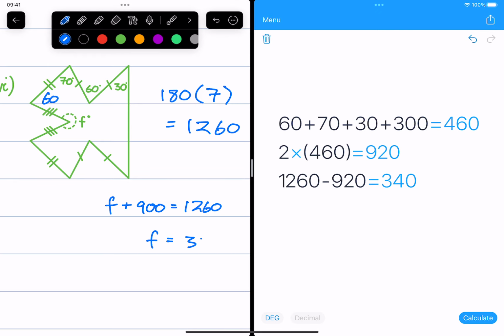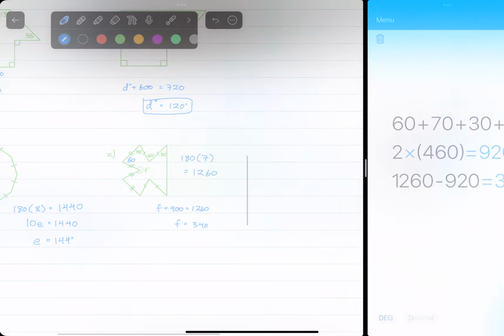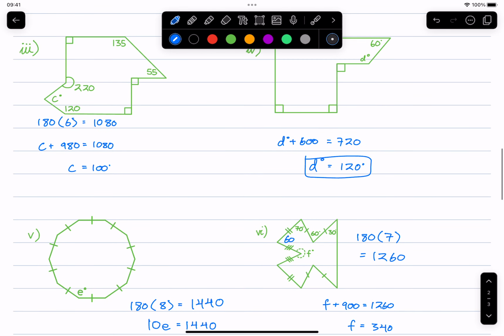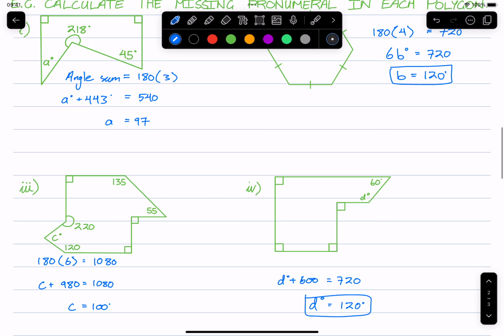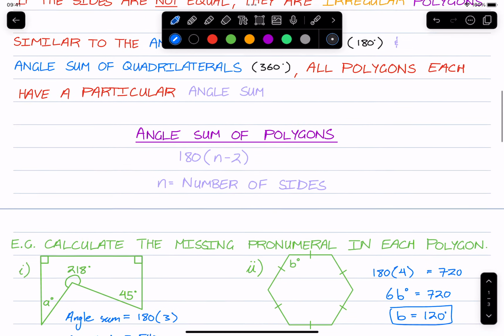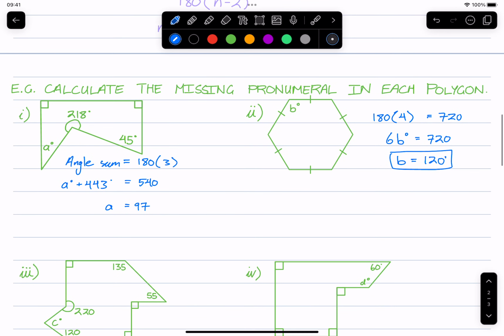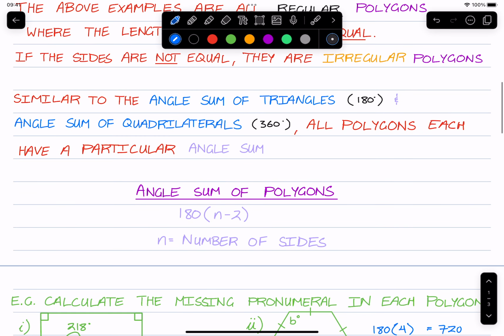There we go. So I apologize for the numbers and the weird looking acute angles, but hope you can see how this formula is used and how we can apply it in the same way that we did for the other triangles and quadrilateral internal angle sum. So I hope to see you in the next video, and best of luck.